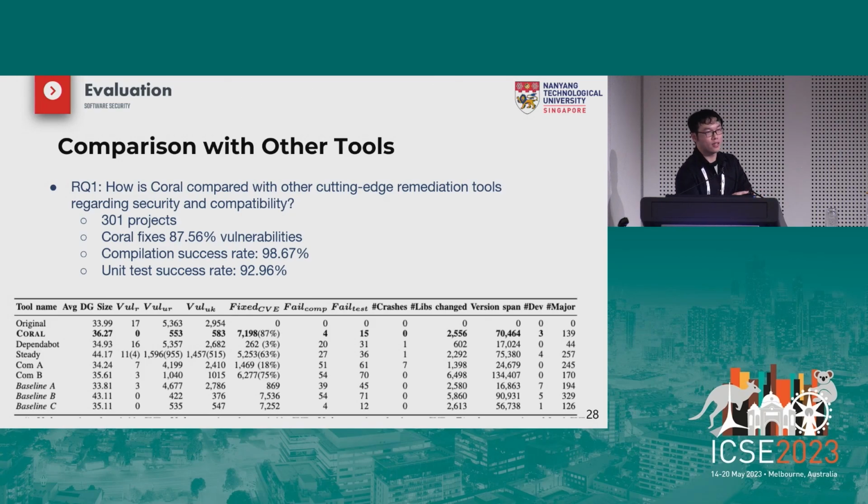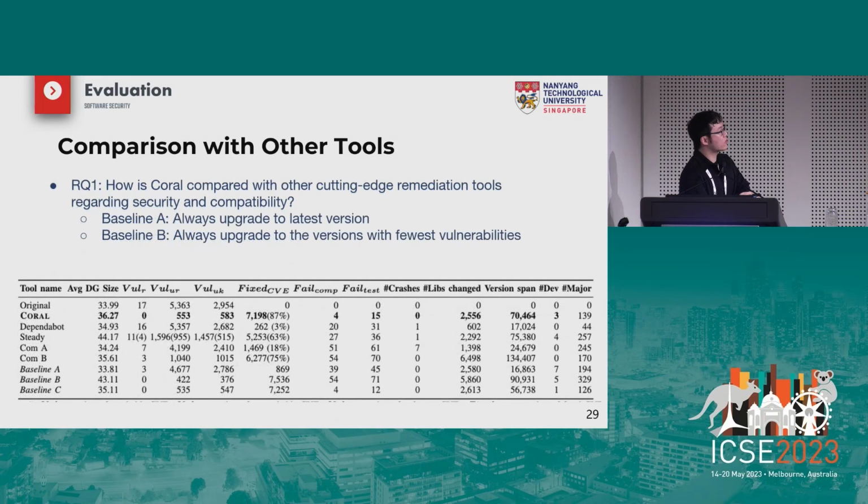We compare our tool against the state-of-the-art remediation tools, and you can see this is our tool, Dependabot, and also the 2 commercial tools mentioned before. Our tool could fix the most vulnerabilities and also assure the best compatibility after the remediation. For comparison, we also designed 2 baseline tools. Baseline A always upgrades to the latest version, which is a pretty aggressive one. And baseline B always upgrades to the versions with the fewest vulnerabilities. In the results, our tool cannot fix as many vulnerabilities as baseline B, but it can achieve better compatibility.